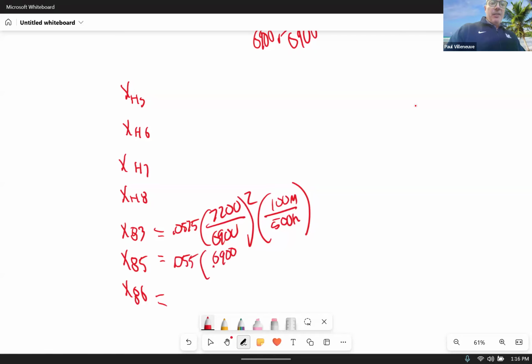Times, and it doesn't matter. These voltages are the same. So it doesn't matter if I'm on the low or the high voltage side. I'm just multiplying by 1 squared, right? And that's going to be SB new over SB old.